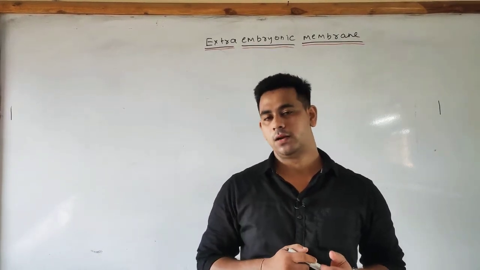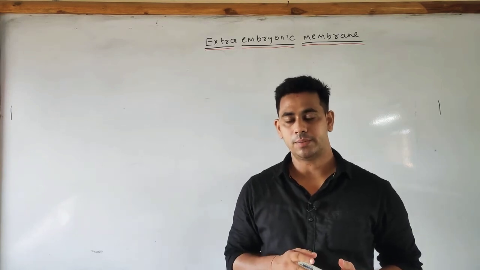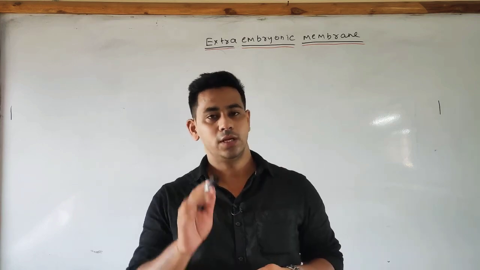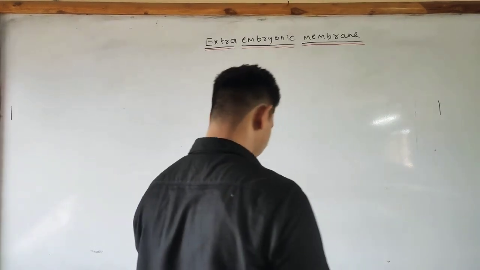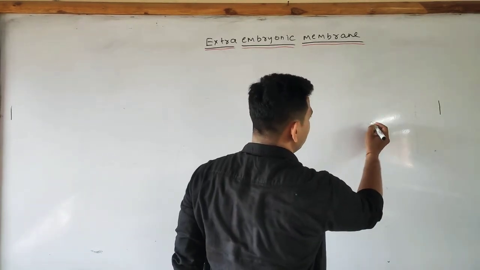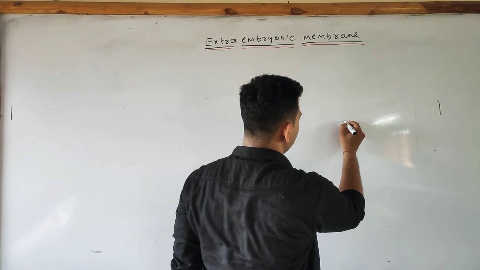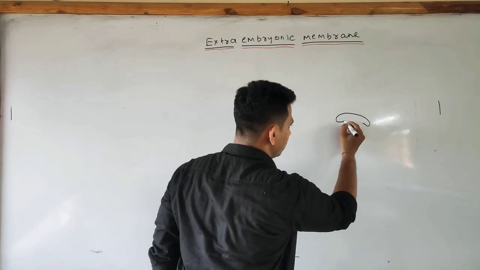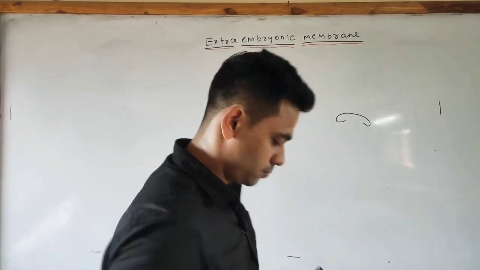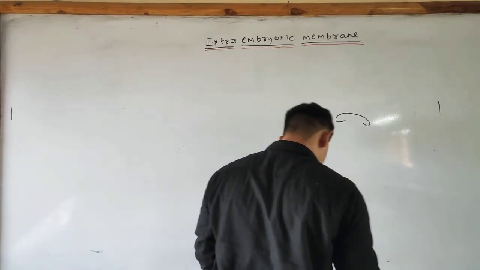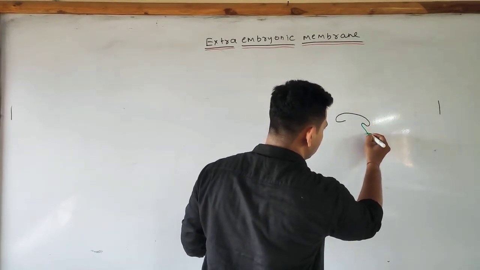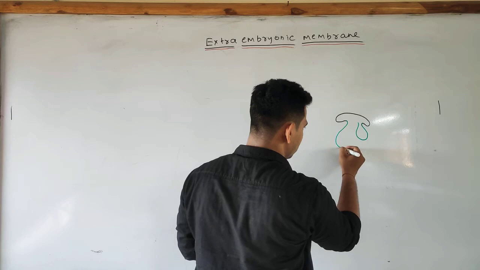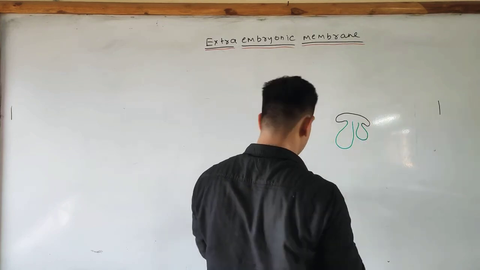So before going in detail to the structure of the four extra embryonic membrane, once again I want to do the diagram so that you can easily relate with the theory portion. As you all know, this one is your embryo, okay? This one is your allantois. This one is your yolk sac.